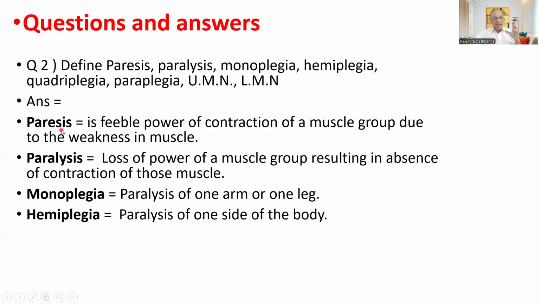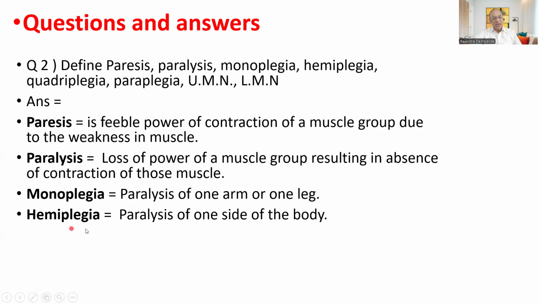So here weakness starts and here total loss of action. So paresis is a feeble power of contraction of a muscle group due to the weakness of muscle. Paralysis, loss of power of a muscle group resulting in absence of contraction of those muscles. What is monoplegia? Paralysis of one arm or one leg.